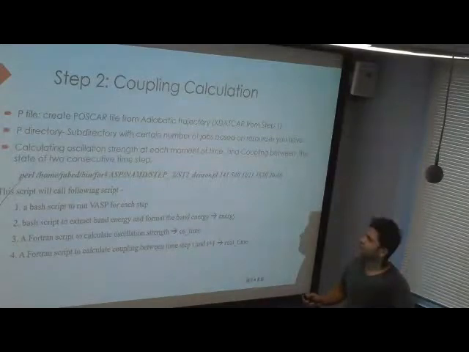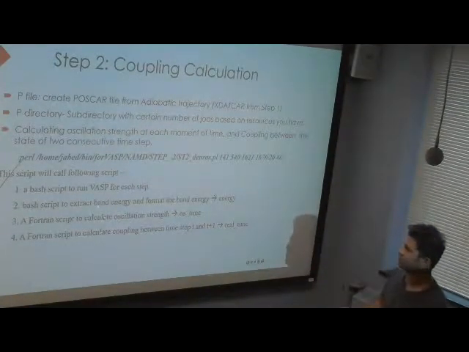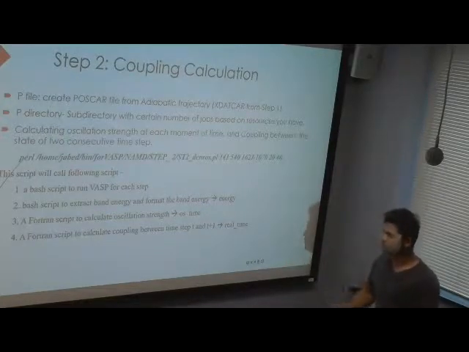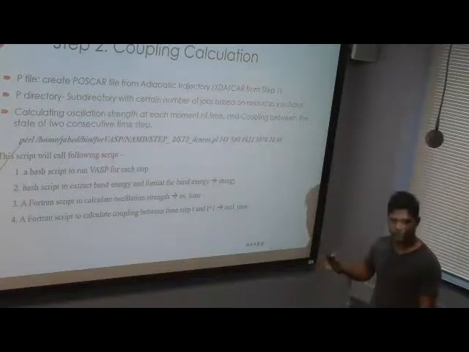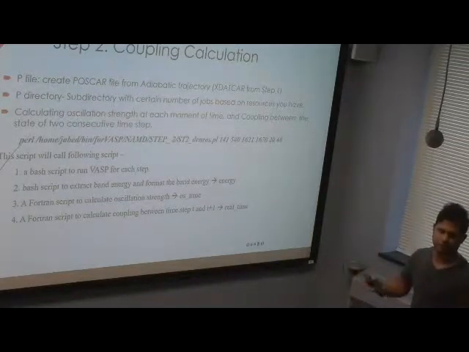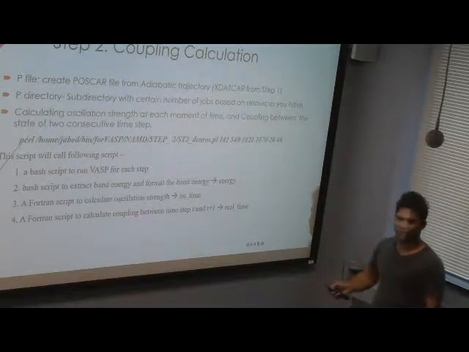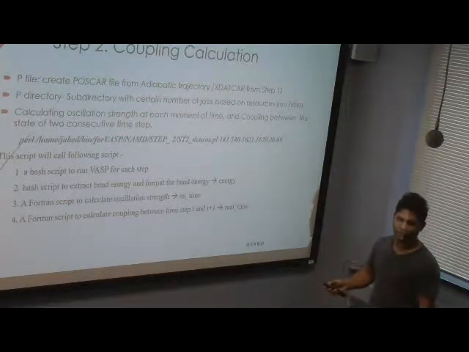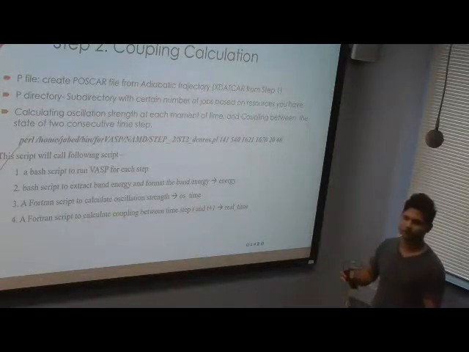And then the next thing is to calculate the oscillation strength. So we have a similar script, and it calculates the oscillation strength at each moment of time from the wave curve, using the previous wave curve, wave curve old, and wave curve new. One thing defined in our calculation: you will see the wave curve new.